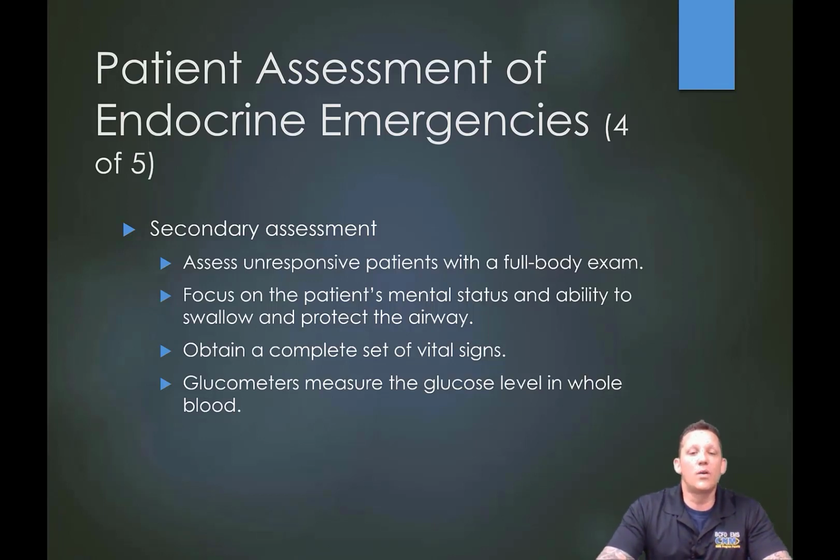Glucometers measure the glucose level in whole blood. Unfortunately, they're not the best as far as what we're getting, but the difference between 72 and 85 is pretty minimal. But 72 to your glucometer saying high is significant. 100 versus it saying low is significant. So, in regards to this, you guys are looking at the patient and making a determination from that point forward.